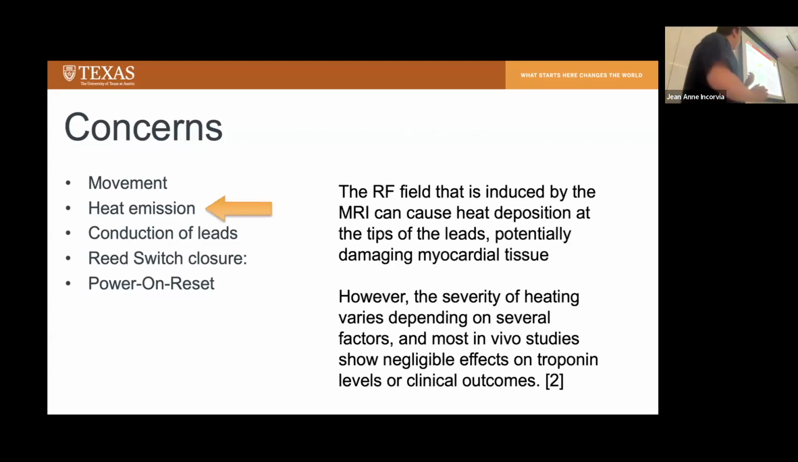Heat emission, this is another one. The radio frequency pulse that I mentioned earlier can basically cause heat deposition in the tips of the leads of the pacemaker, and it could potentially damage the myocardial tissue. However, studies have shown that the severity of the heating varies on very different factors. And most in vivo studies show negligible effects on troponin levels or clinical outcomes.